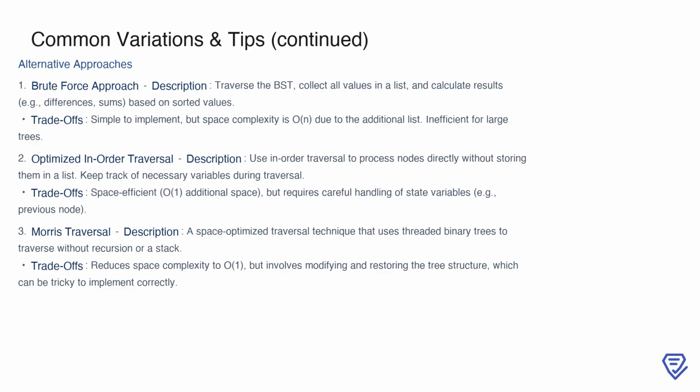It reduces space complexity to O(1) by using a technique called threaded binary trees, which avoids recursion or stack usage. However, this method temporarily modifies the tree structure, so you'll need to restore it afterward, which adds complexity to the implementation. Each approach has its advantages and downsides, so choosing the right one depends on your specific constraints and requirements.